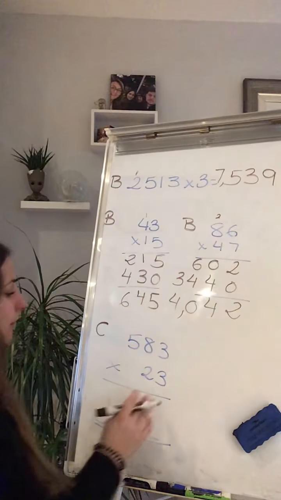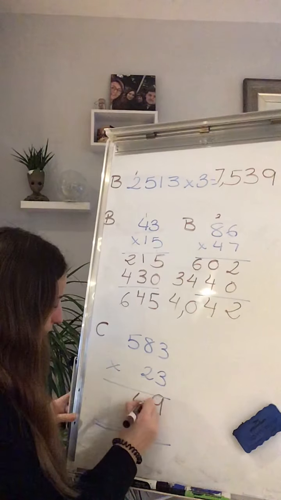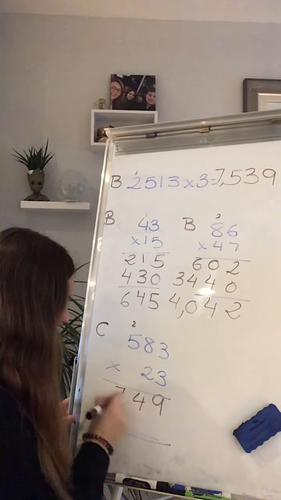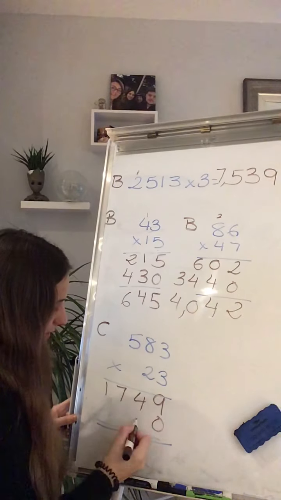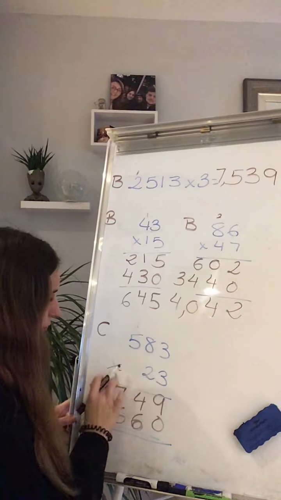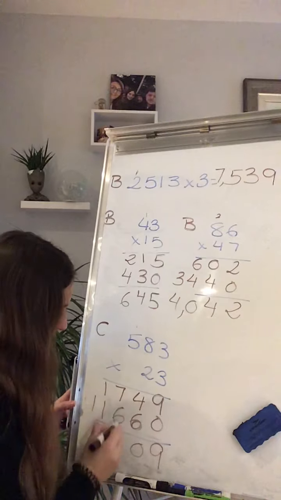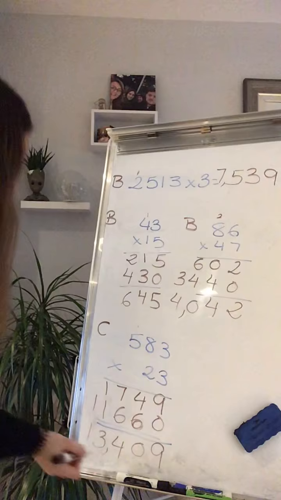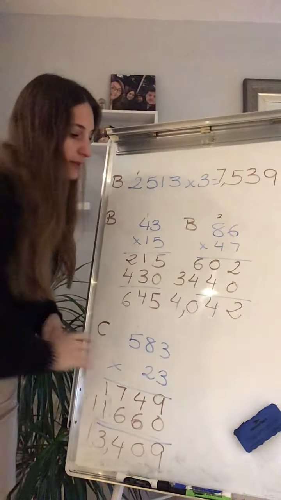And my next one: 3 times 3 is 9, 3 times 8 is 24, 3 times 5 is 15, 16, 17. 2 times 3 is 6, 2 times 8 is 16, 2 times 5 is 10, add 1, 11. And I add it together. 13,409. Okay, so you should have B, B, B, C.